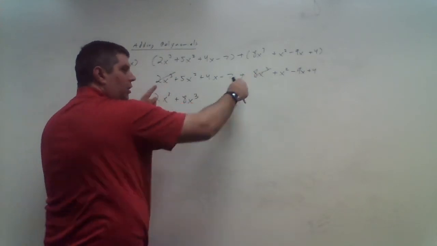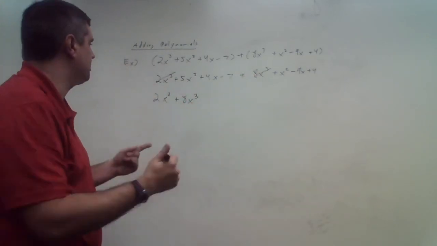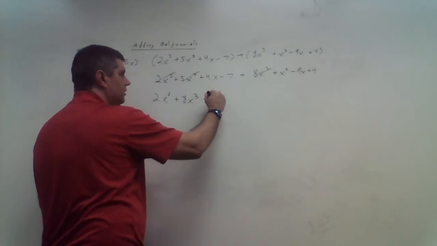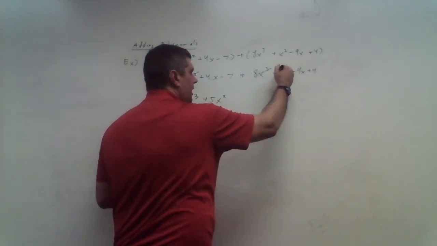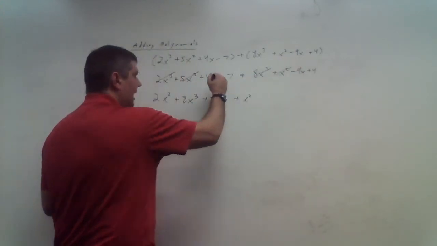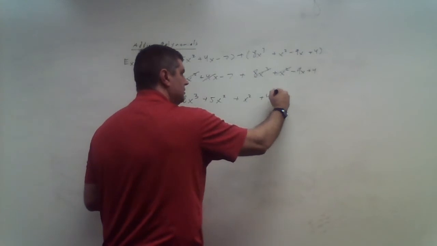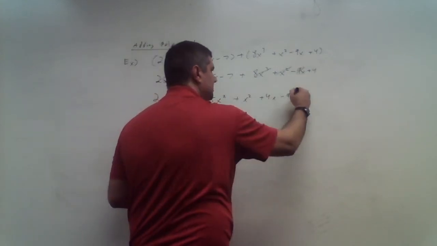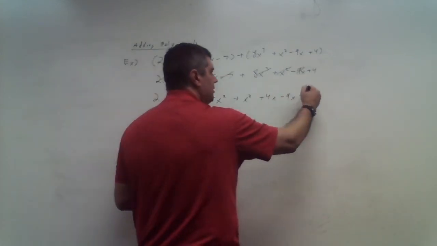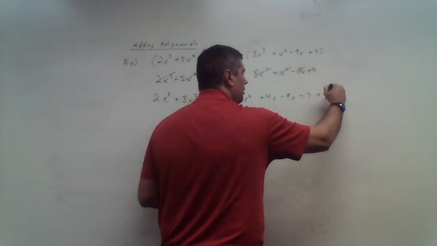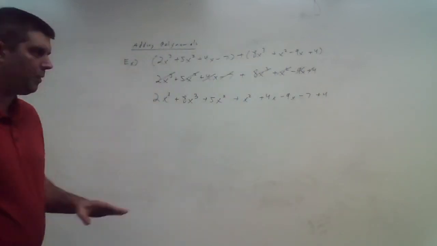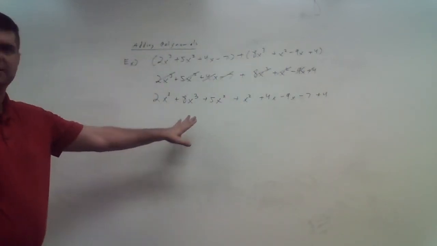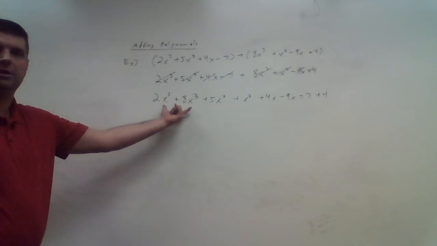Okay, so those two are like terms because they have the same exponents. 5x squared and x squared. And then 4x's and minus 9x's. And then minus 7 and plus 4. We don't change the exponents in this context, we're only adding.